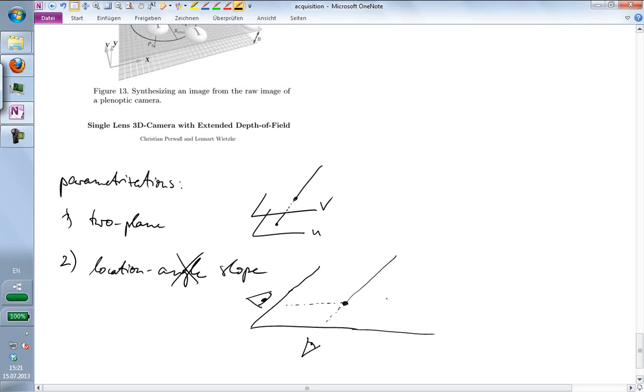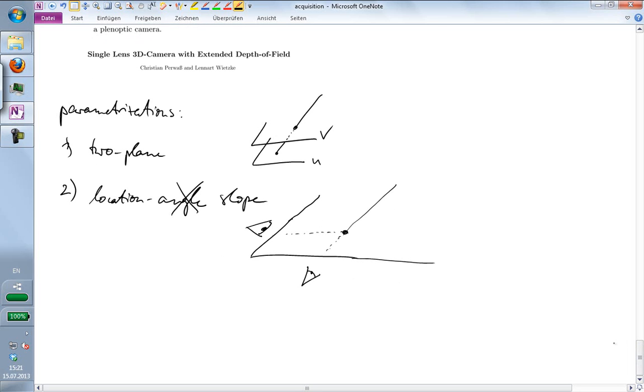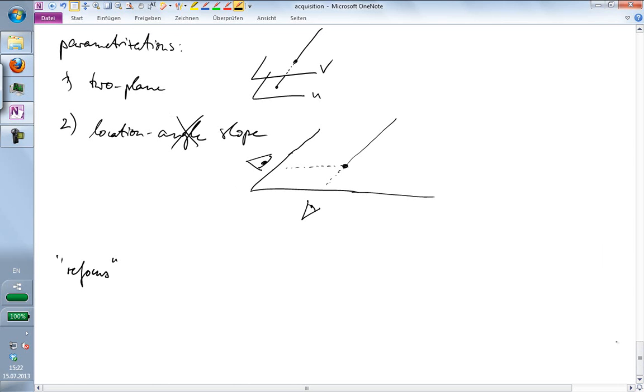And measure each time the slope that we perceive in a parallel projection. And this is the parameterization we're using now. So if I want to refocus, I need to compute how the light field is transformed by propagation through space.